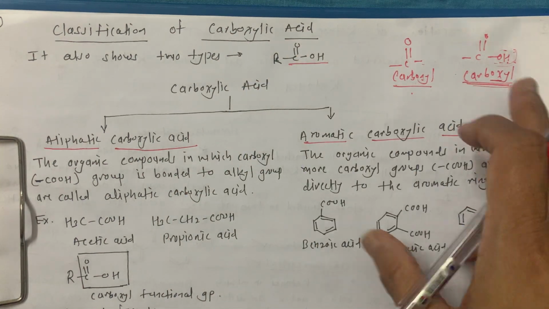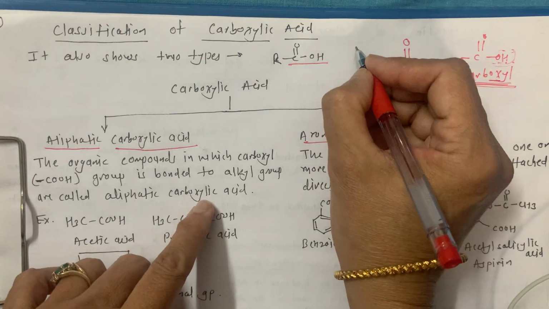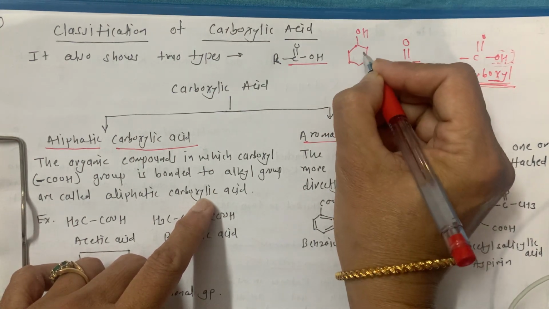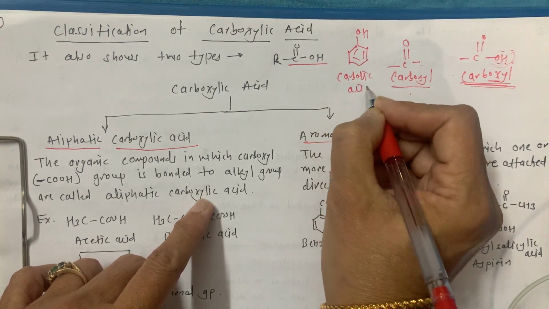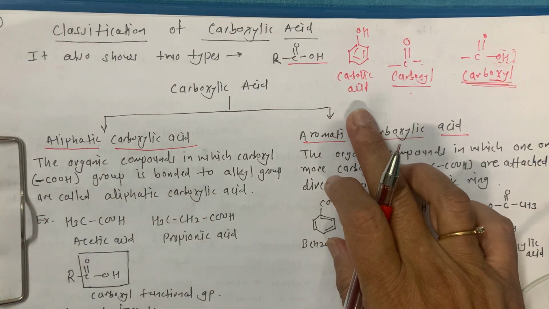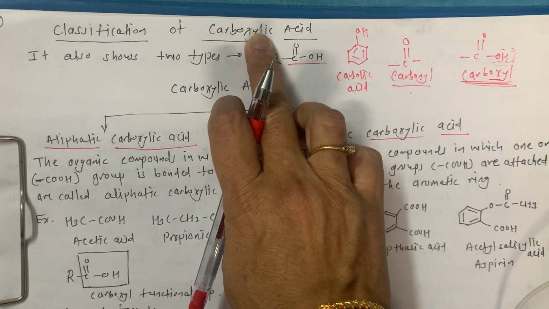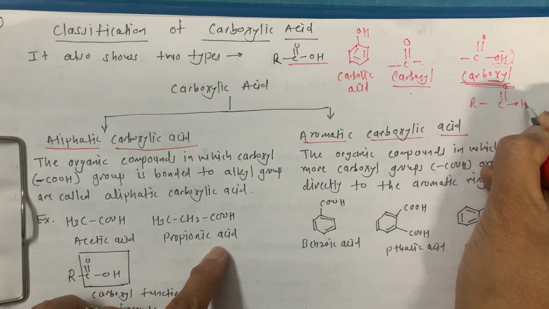In the last chapter we studied one more acid. What is that? That is carbolic acid. Yes, phenol is also known as carbolic acid. So see the difference. Carboxyl is the carboxylic acid, when it is attached to R, this is carboxylic acid.